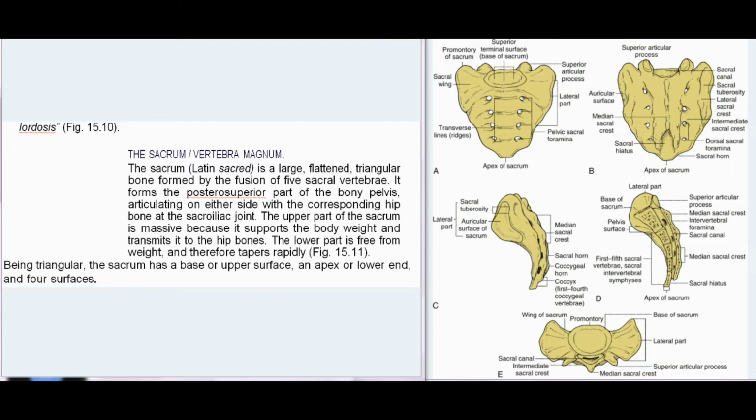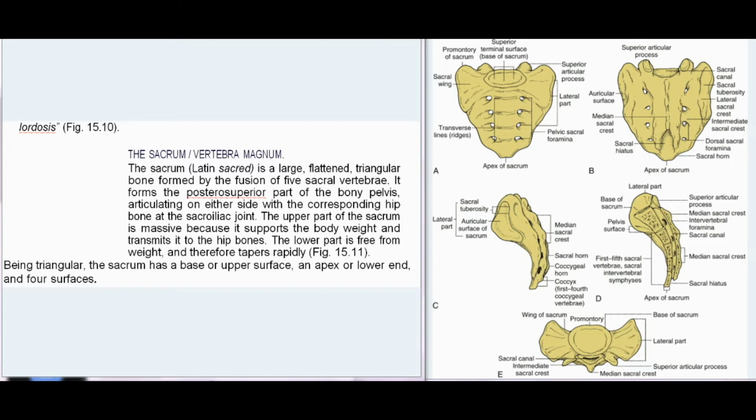The sacrum, vertebra magna. The sacrum, Latin for sacred, is a large, flattened, triangular bone formed by the fusion of 5 sacral vertebrae. It forms the posterior-superior part of the bony pelvis, articulating on either side with the corresponding hip bone at the sacroiliac joint. The upper part of the sacrum is massive because it supports the body weight and transmits it to the hip bones. The lower part is free from weight, and therefore tapers rapidly, Fig 15.11.